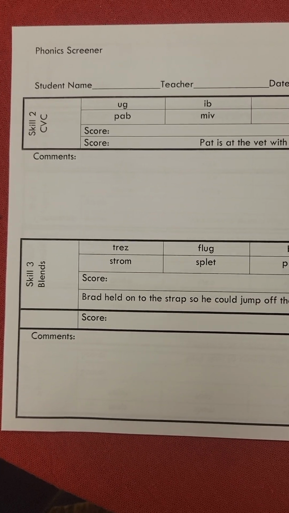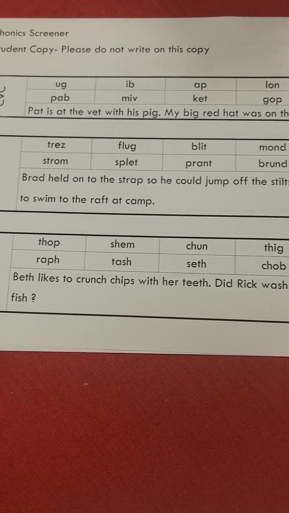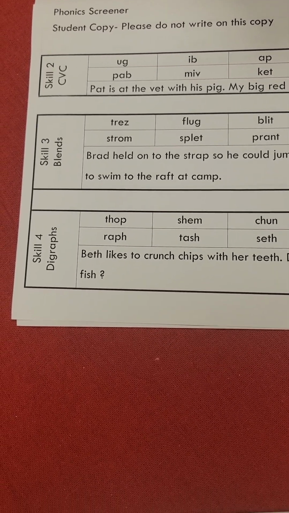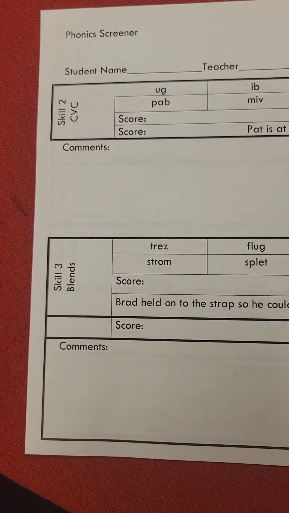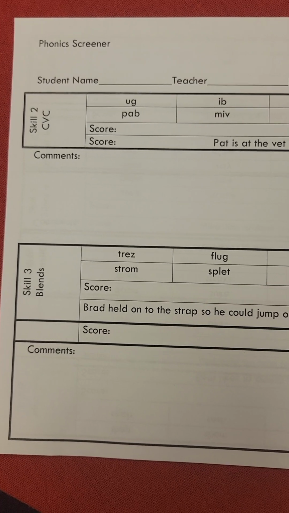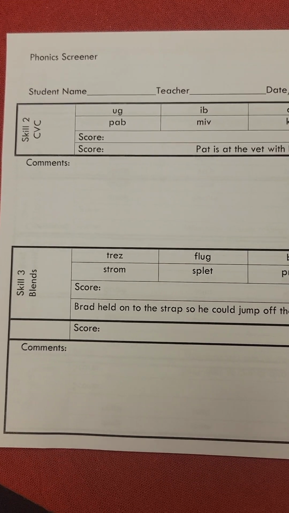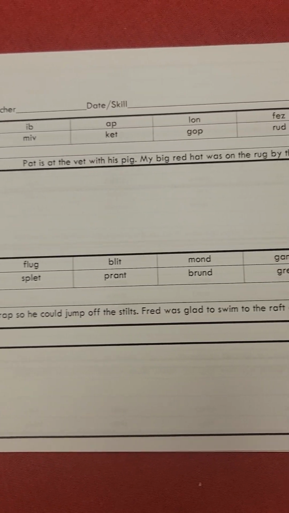Okay, this is the teacher copy and this is the student copy. You want the student to have a copy of the assessment so that they don't see you writing as they're reading. The first skill is skill 2, which is checking to see if they have consonant vowel consonants or vowel consonants, if they understand that rule.